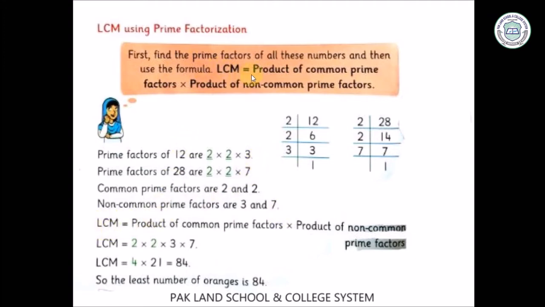LCM, we have a formula here. Product of common prime factors multiplied by product of non-common prime factors. LCM is equal to, we have common prime factors 2 into 2 and the non-common prime factors 3 into 7. 2 into 2 gives us 4 and 3 into 7 gives us 21. 4 into 21 gives us 84. So the LCM of 12 and 28 is 84.